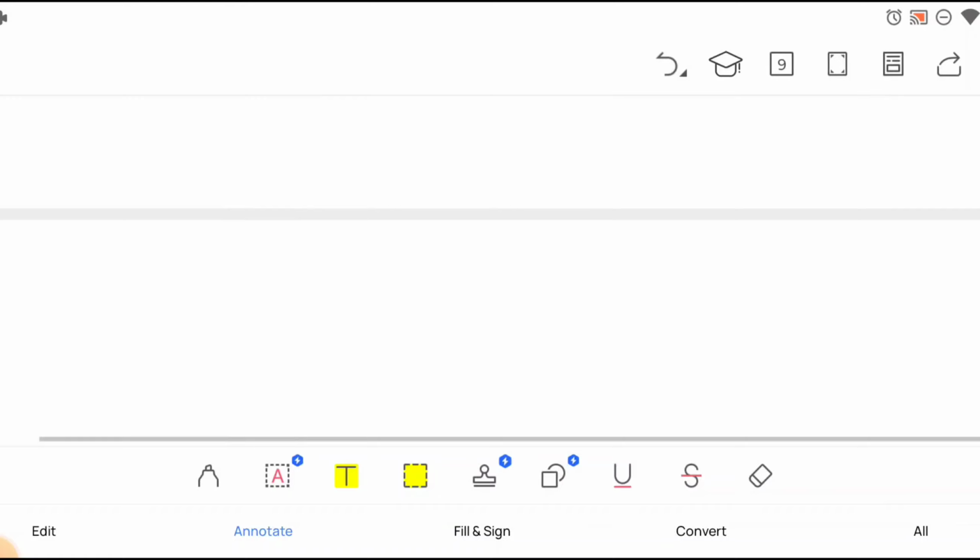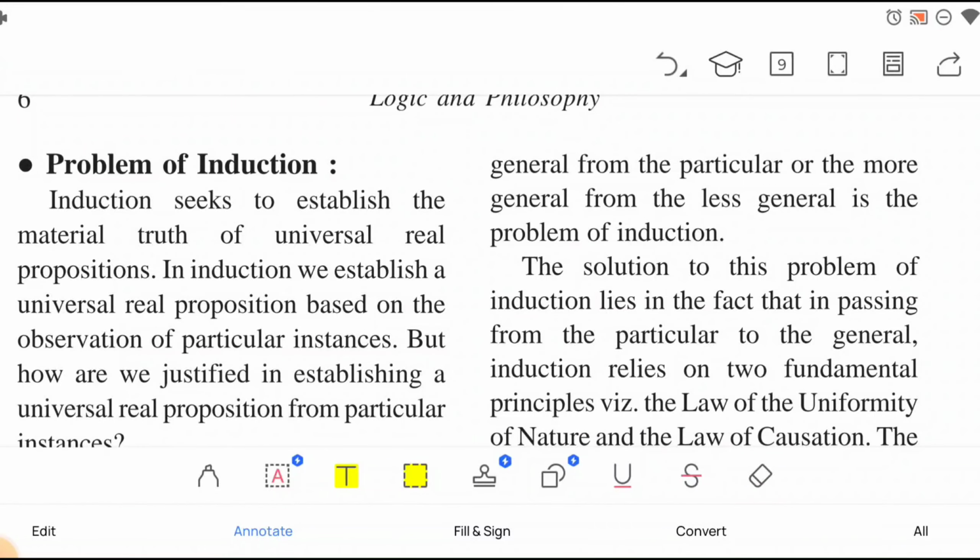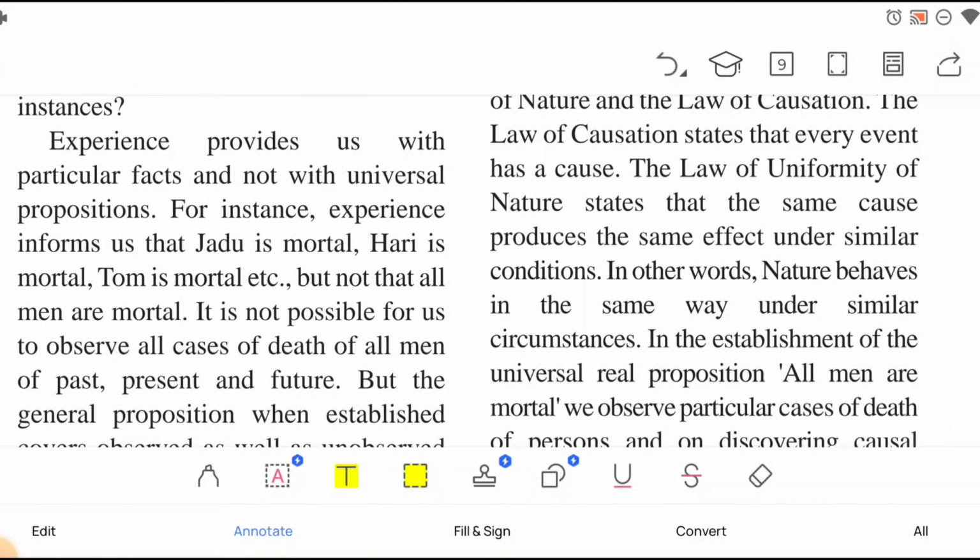Now the next topic is problems of induction. So we got to know that induction seeks to establish material truth of universal real propositions, right? In induction, we establish a real proposition based on observation. How will we get the proposition? Obviously, through observation of particular instances.